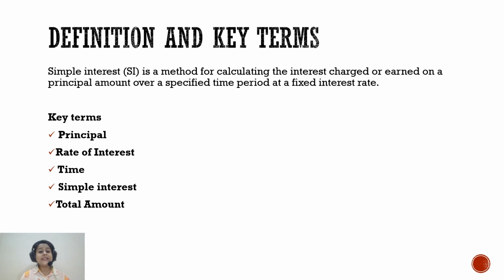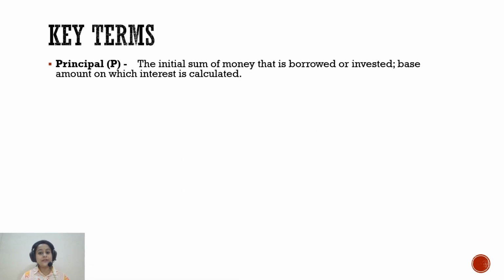Now there are some key concepts which we should definitely know while talking about simple interest. That is principal, rate of interest, time, simple interest, which is actually total interest, and total amount. Okay, so let us see one by one. So first is principal. Principal is the base amount, okay, whichever you have invested or whichever you have borrowed from the bank or financial institution. So that base amount is called the principal amount.